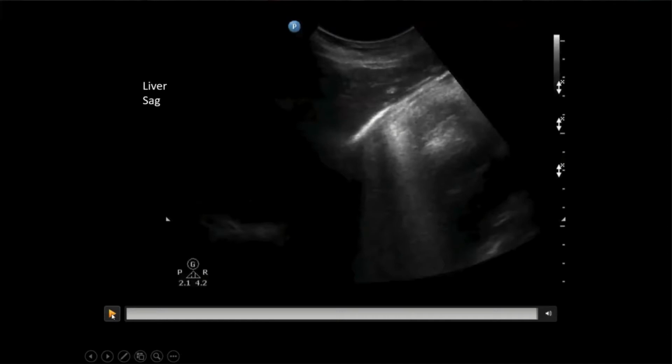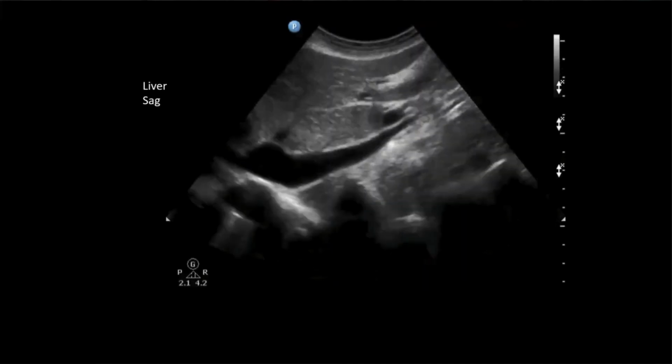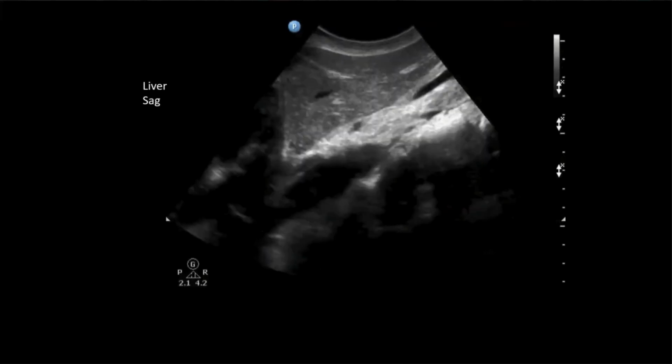So that's the normal appearance of the liver. It's homogeneous, and it's broken up by the portal triads and the hepatic veins.